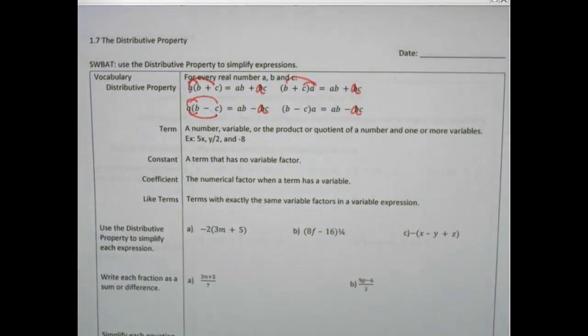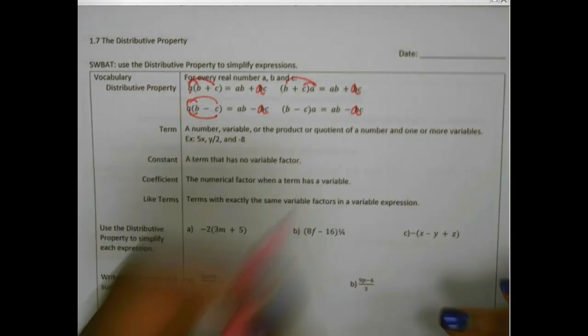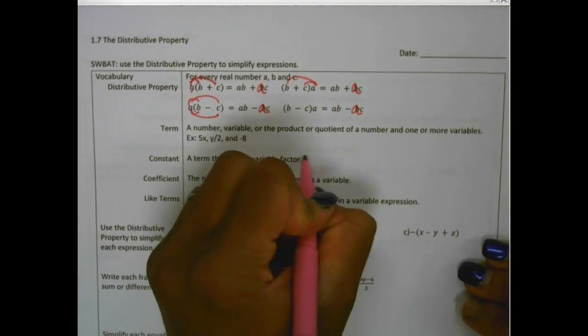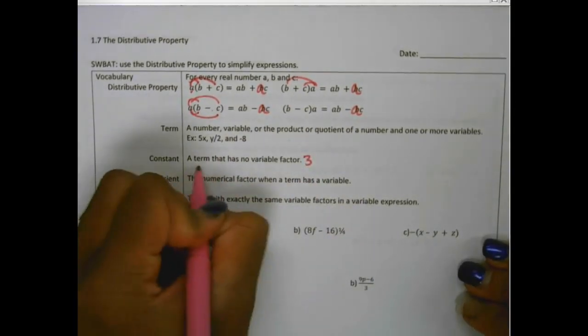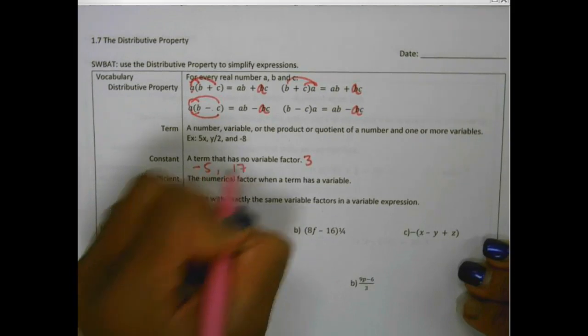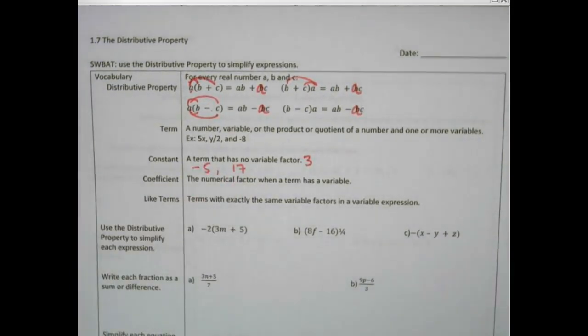So the next thing is term. A term is a number, a variable, or the product or quotient of a number and one or more variables. For example, 5x is a term, y over 2 is a term, and negative 8 is a term. A constant is a term that has no variable factor, so it's just going to be constantly that number. Like 3 would be a constant. Negative 5 is a constant. 17 is a constant. All of those are constants because there's no variable attached to them.